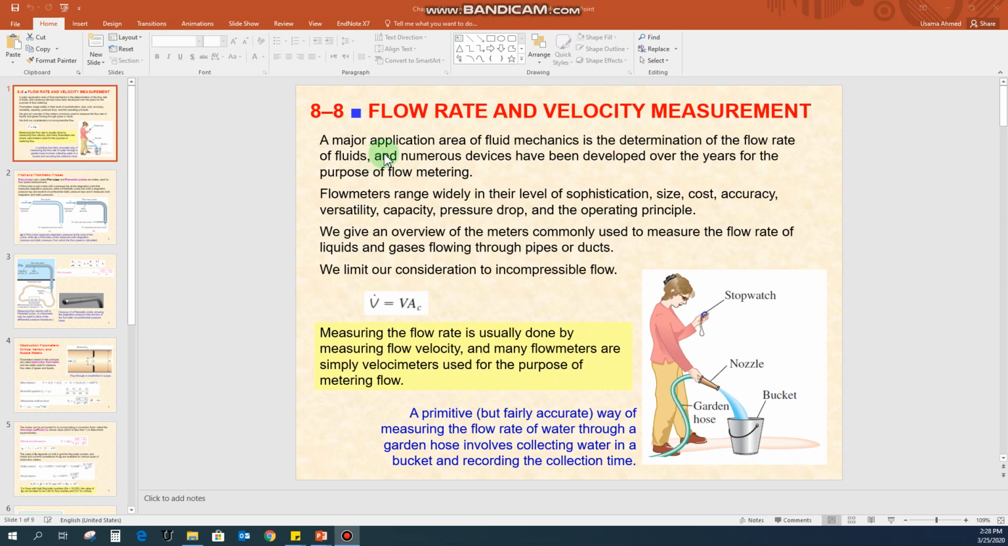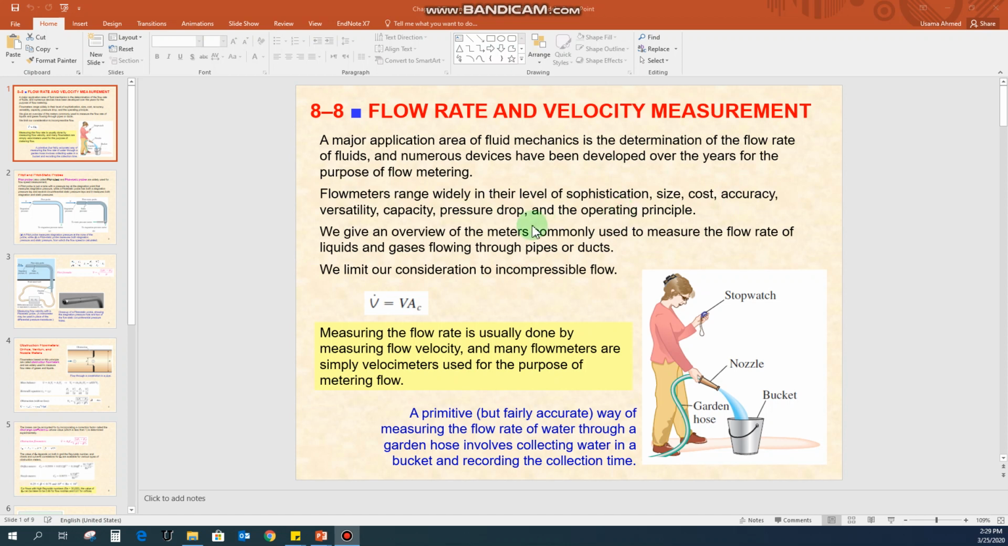A major application area of fluid mechanics is the determination of the fluid flow rate, and numerous devices have been developed over the years for the purpose of flow metering. Flow meters range widely in their level of sophistication, size, cost, accuracy, versatility, capacity, pressure drop, and operating principle. So these flow measuring devices differ in terms of sophistication, size, cost, accuracy, and other things.